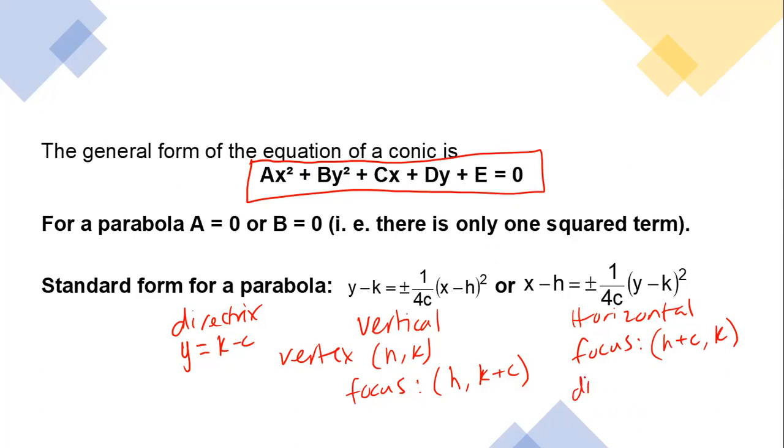Continuing. And our directrix this time, instead of it being horizontal, is vertical. So it's going to be x equals H minus C.